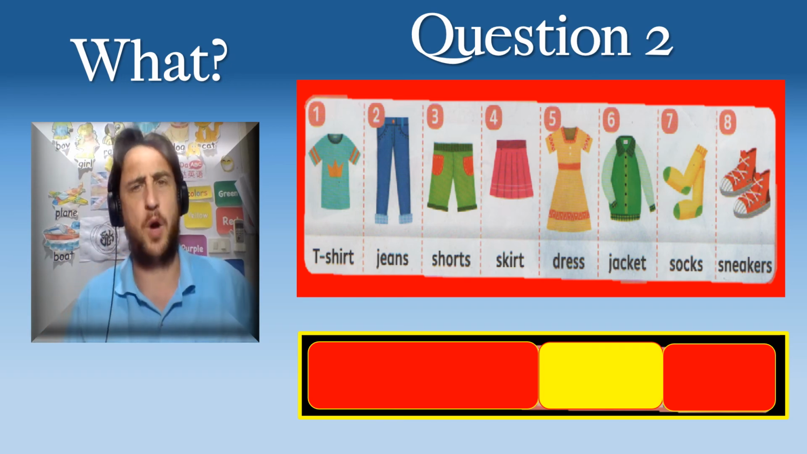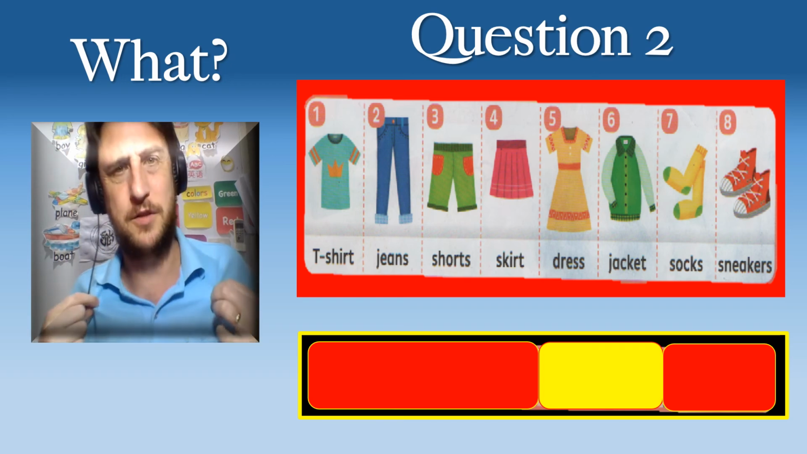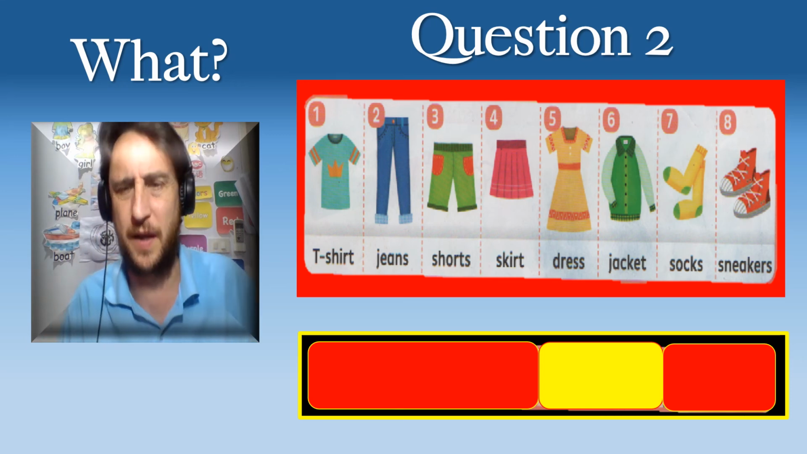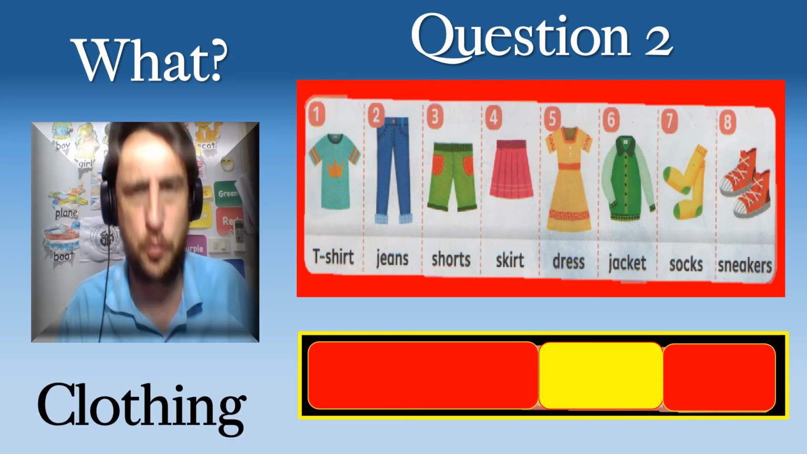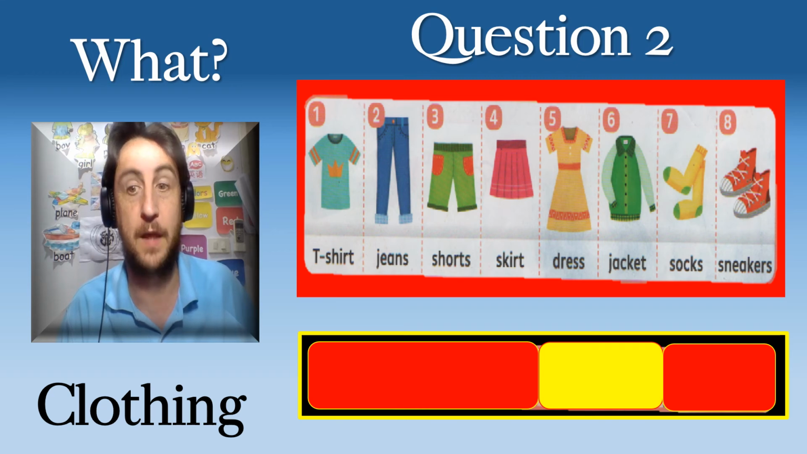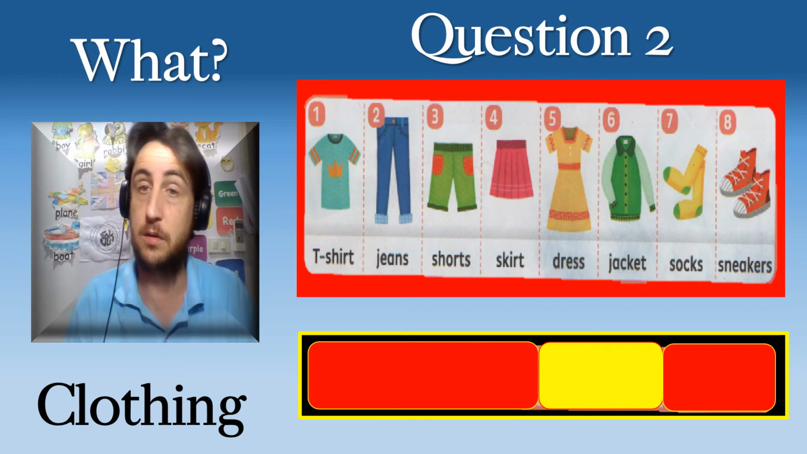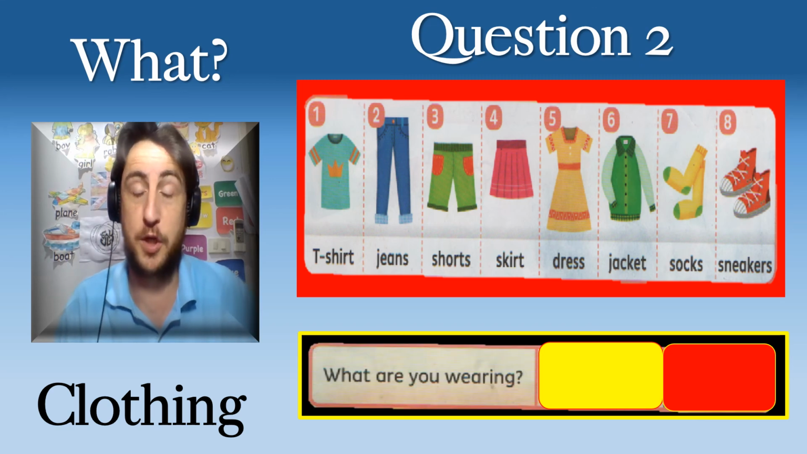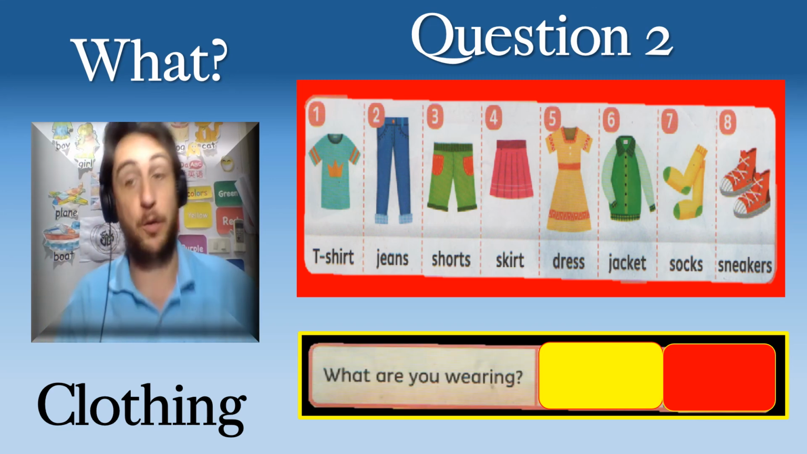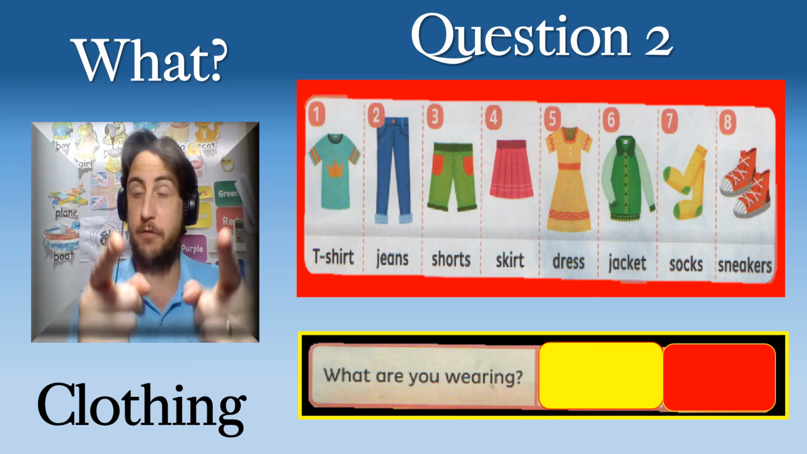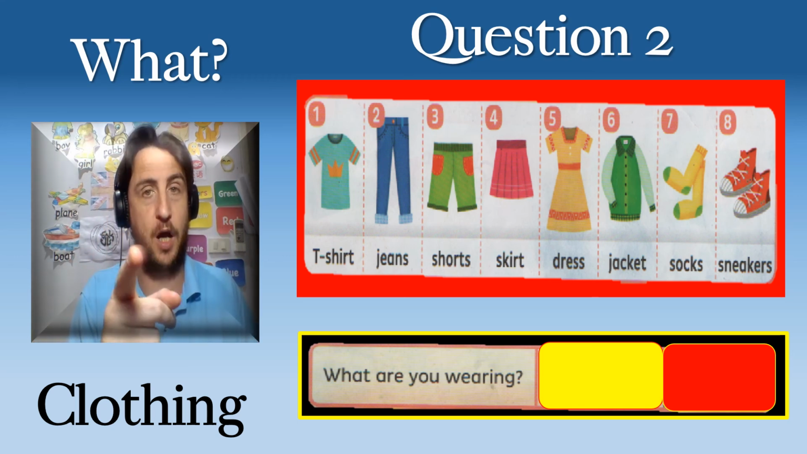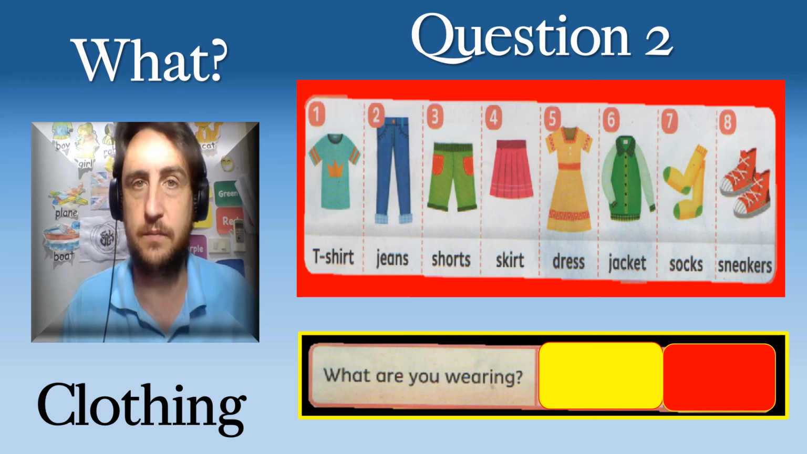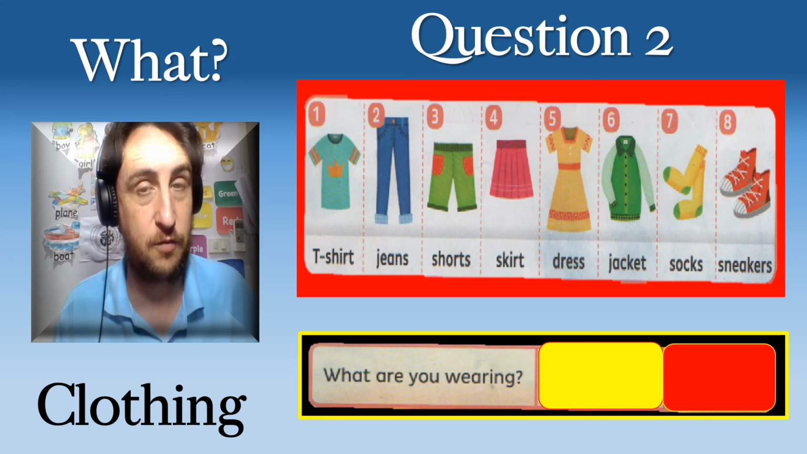What are these things? What are they? They are things we wear, right? สวมใส่ we wear them. So what are they? They are clothing. Clothing. Yeah. So what is our question and answer? Well, let's have a look. The question is, what are you wearing? What are you wearing? What are you wearing? Now, we're not doing he or she. What are you wearing? Are you? Are we? Are they? Remember?